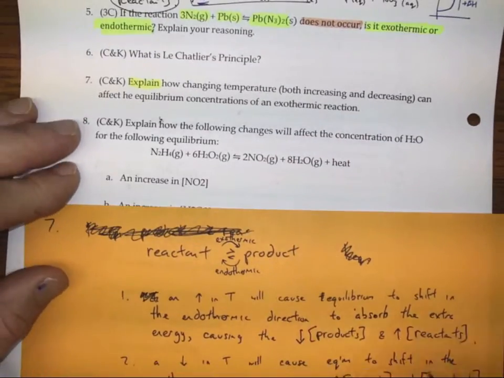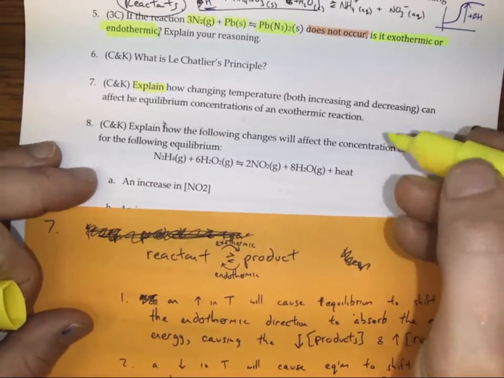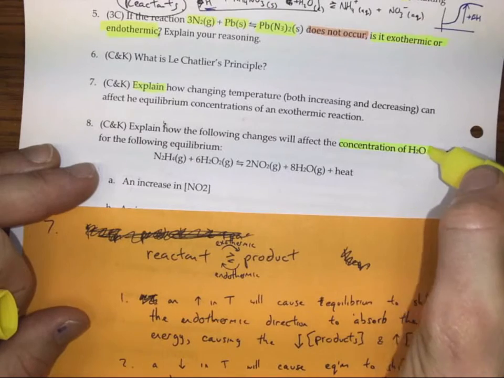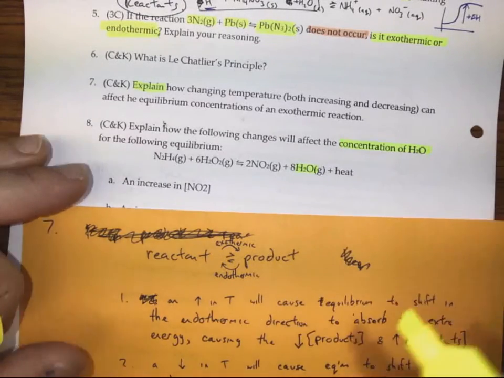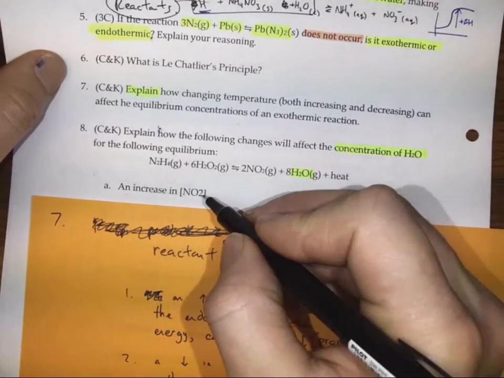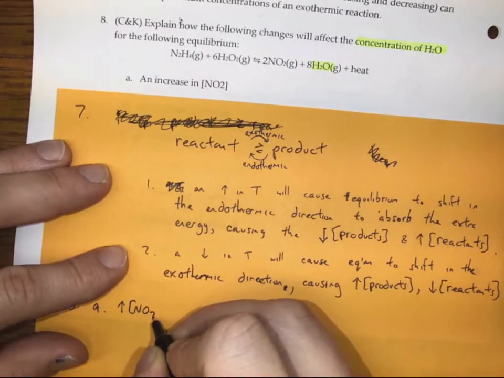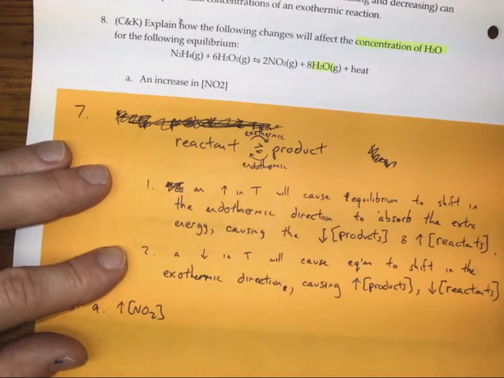Okay, so we want to explain how the changes that we introduce will affect the concentration of water, which is this term, in the following equilibrium. All right, so first is an increase in nitrogen dioxide. So an increase in NO2. How will that change this reaction?